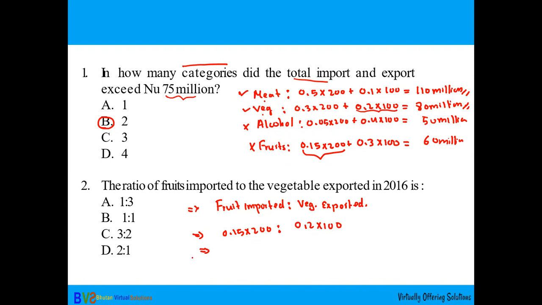So the ratio comes to: 0.15 times 200 gives you 30, is to 0.2 times 100, which gives us 20. You can cancel the zeros. 30 is to 20 can also be written as 30 divided by 20. So the ratio is 3 is to 2. So the answer is C. Alright.